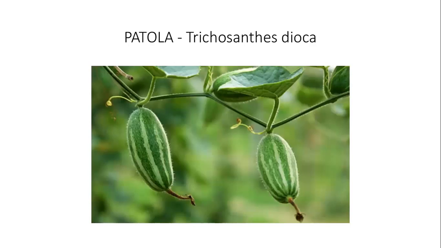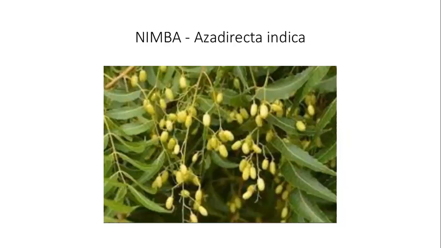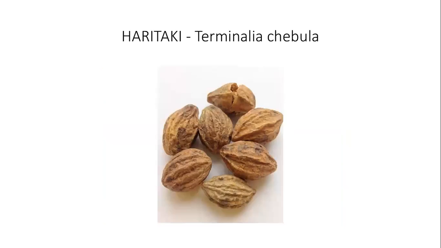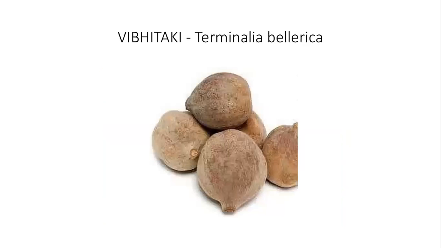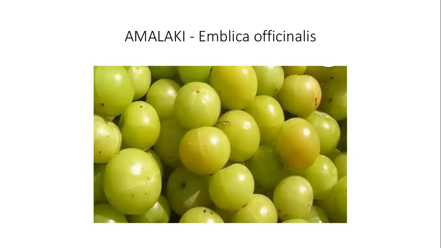So this is Patola, Trichosanthes dioica. This is Tiktarasayukta and Pittahara in action. This is Nimba, Tiktarasayukta, Krimighna, and Pittahara in action. This is Haritaki, Sarvirechana, Anulomana, Kashaya Rasayukta, Pancharasayukta, and it is Tridoshahara. Vibhitaki is Kashaya Rasayukta, Tiktarasayukta, and Tridoshahara and Vedanasthapana in action.